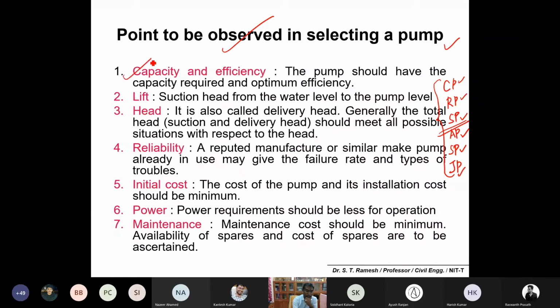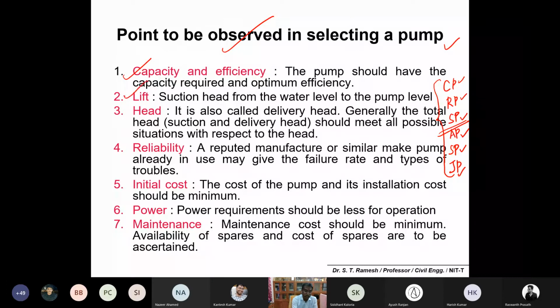Number one is capacity and efficiency. If you go for, say for example, a borewell, after construction of the borewell you have to buy a pump. They may simply ask what capacity of pump you want in terms of horsepower: 1.5 HP, 2 HP, 3 HP, 4 HP, something like that. Okay, that's number one, capacity and efficiency.